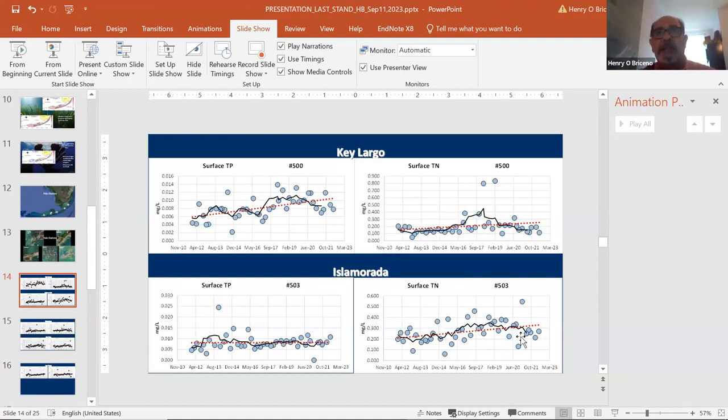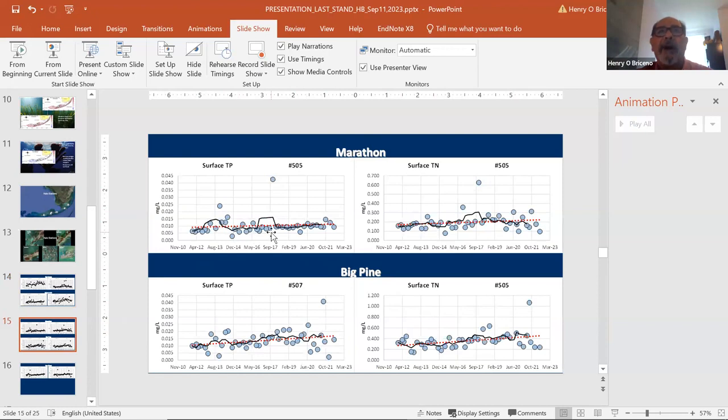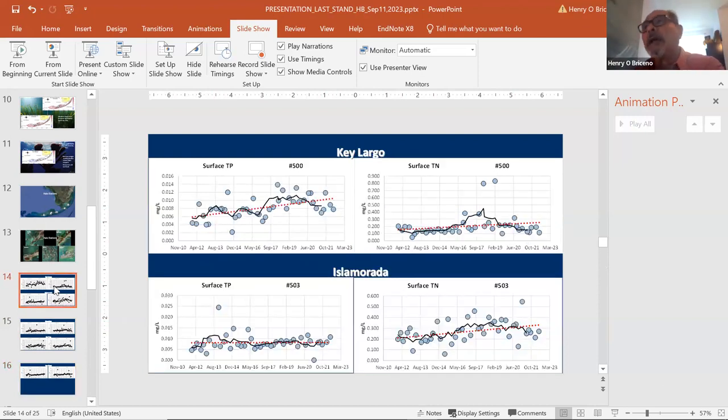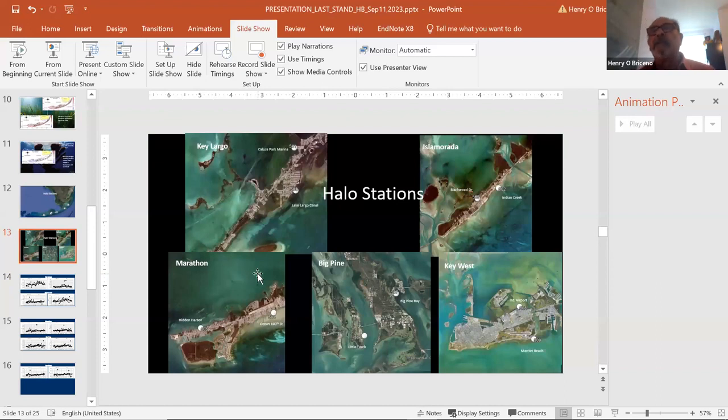And then you can see, using the data from these stations, I'm going to use only phosphorus and nitrogen here, because they are very important nutrients for the biota in general, that phosphorus has been increasing, and nitrogen has been increasing in Key Largo, in Islamorada, in Marathon, in Big Pine, and Key West. So we have had increases of these nutrients region-wide. And I think we don't have enough stations. I think we need a few more to have a little more robust data set.